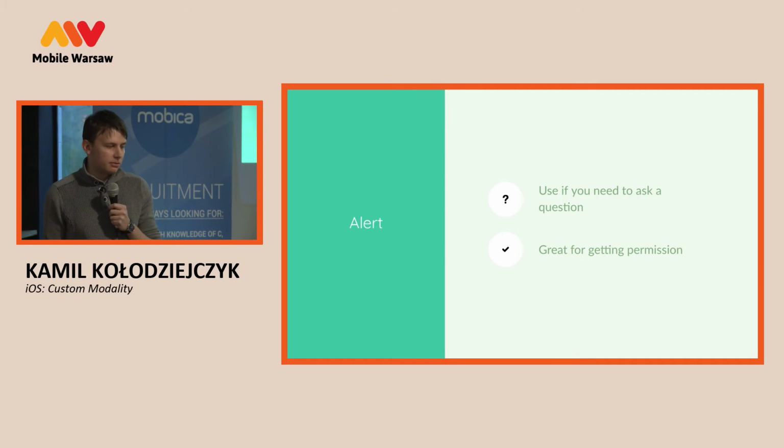So it's great when you need to ask a question, and it's great for permissions. However, if you have more than 2 options to show in an alert, then it's better to go with an action sheet because it scales better that way.